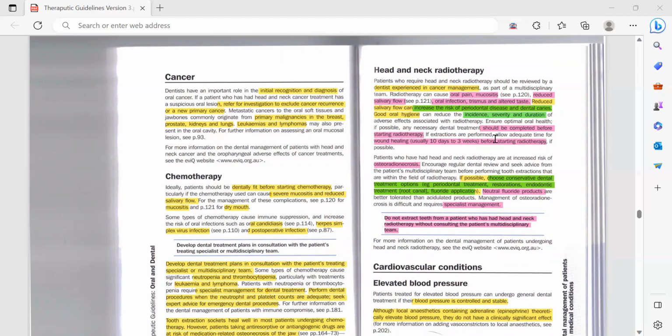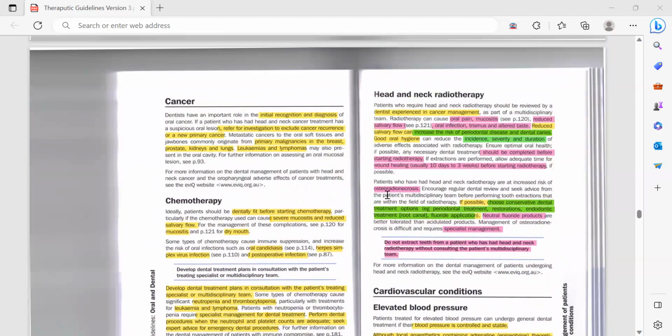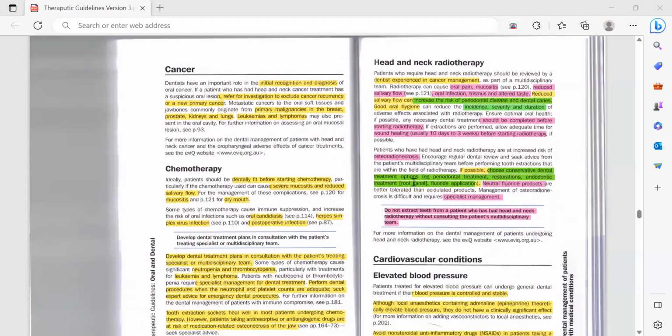Patients who have had head and neck radiotherapy are at increased risk of osteoradionecrosis. So patients taking chemotherapy are at increased risk of MRONJ, medication related osteonecrosis of the jaw, and the radiation patient has the risk of osteoradionecrosis. Encourage regular dental review and seek advice from the patient's multidisciplinary team before performing tooth extractions within the field of radiotherapy. If possible, choose conservative dental treatment options, for example periodontal treatment, restorations, endodontic treatments, root canal or fluoride applications. You can do these conservative treatments so that we can avoid more invasive treatments.